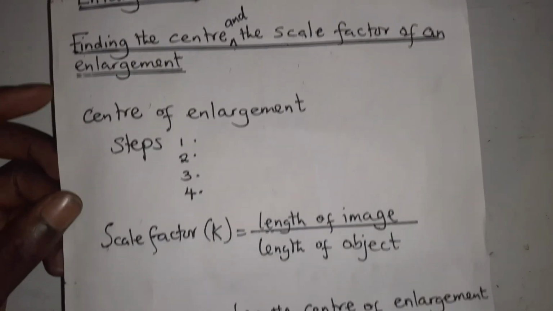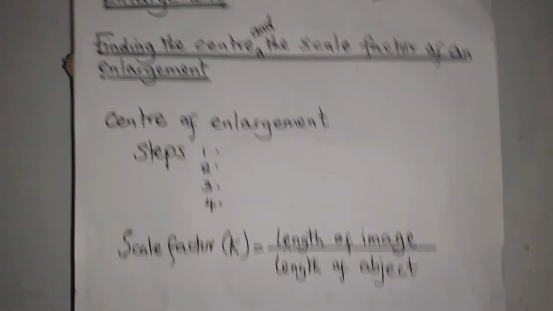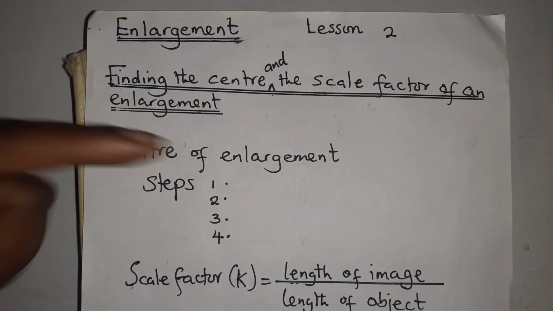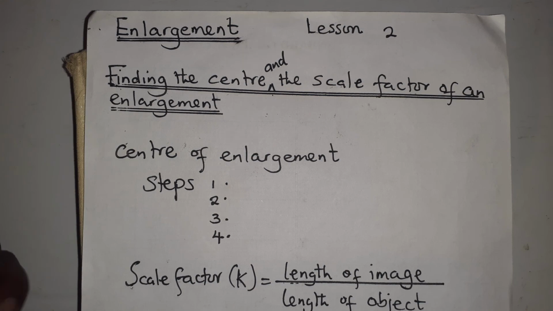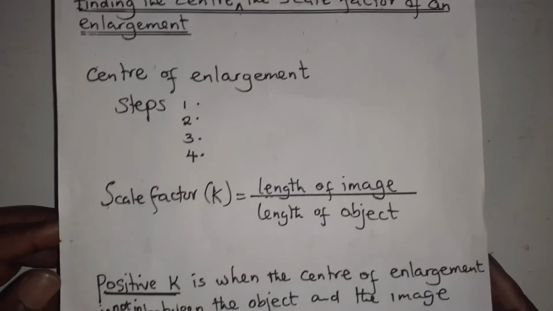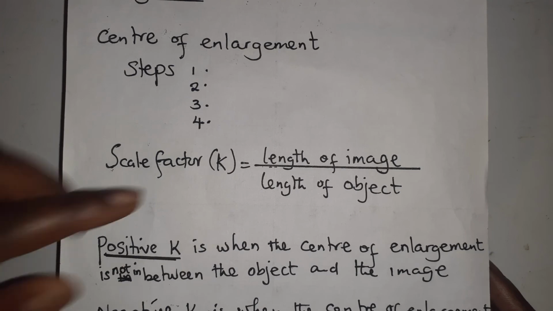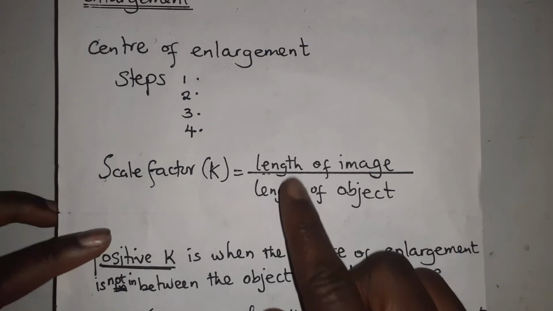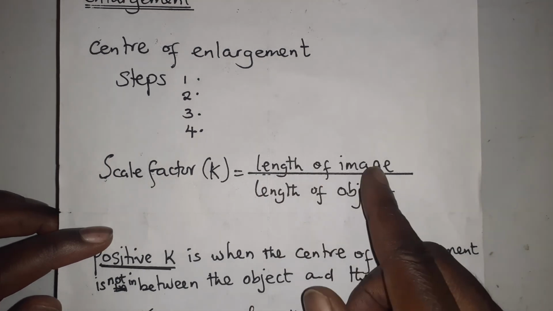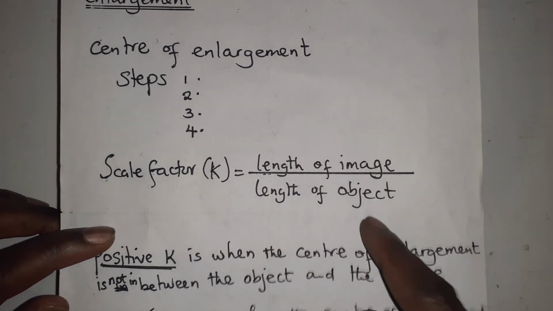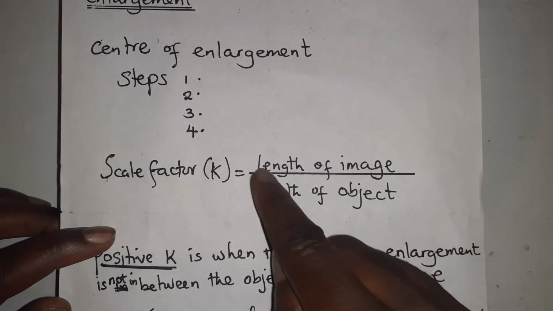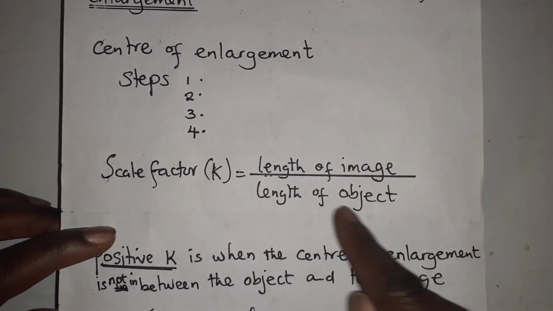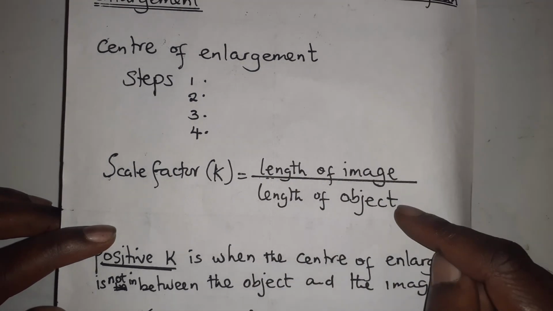From the 4 steps, we have dealt with how to find the center of enlargement, those steps that you wrote. Then we come now to the scale factor, which is going to be denoted by the letter K. How do we find the scale factor? This is the formula: length of an image divided by the length of an object.